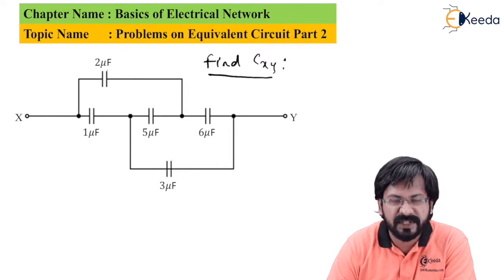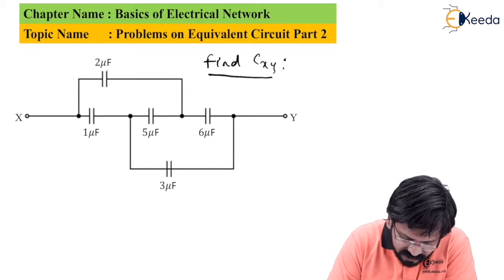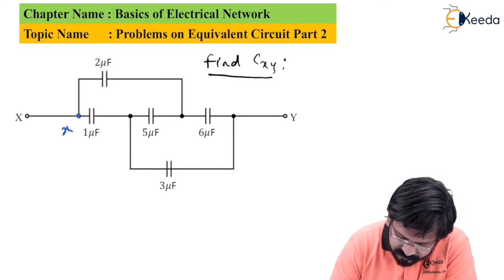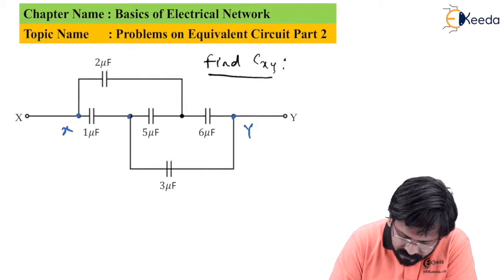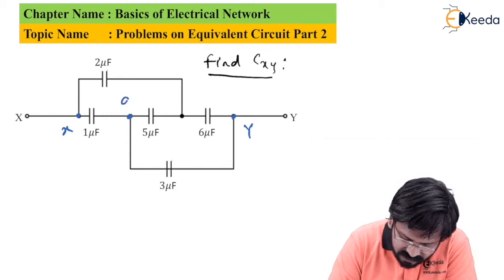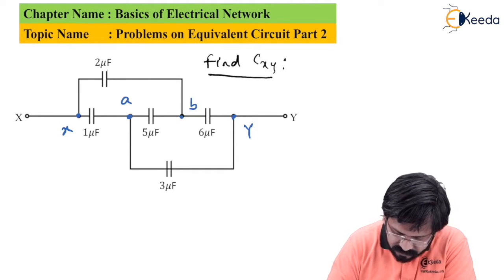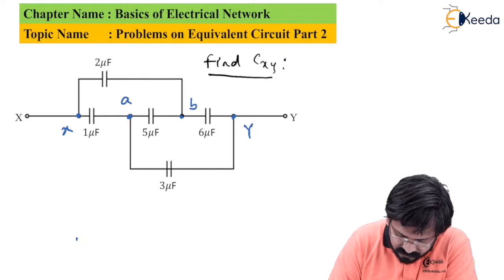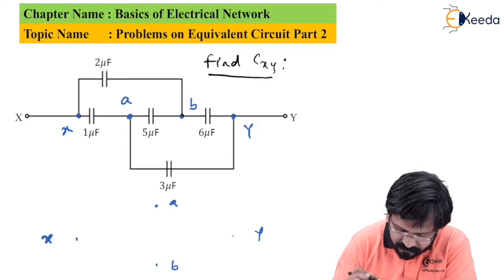So let us have some points. If this is X, this point has to be X. If this is Y, this has to be Y. This cannot be X, neither is it Y. Let us assume this is A and this is B. So this is X, this is Y, and there are two intermediate points, which are A and B.